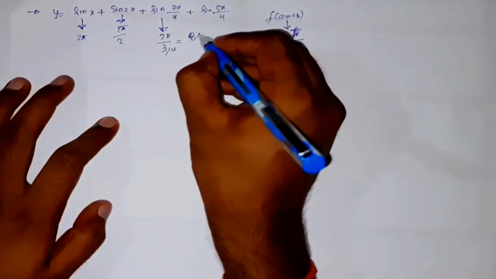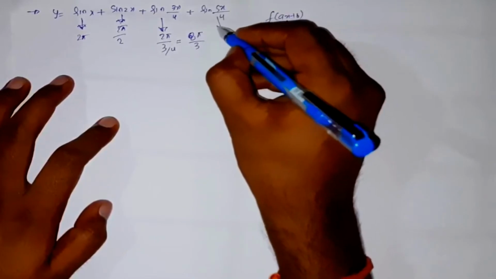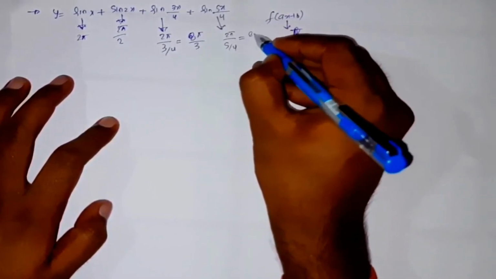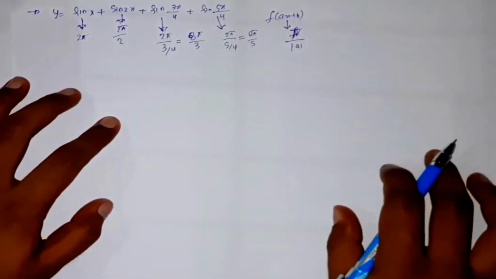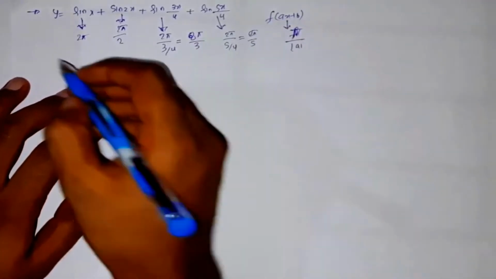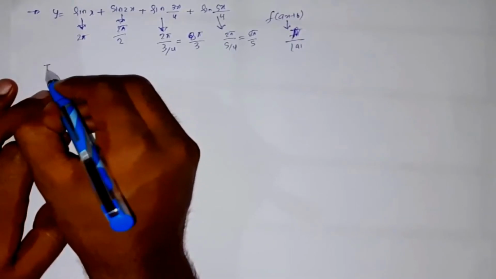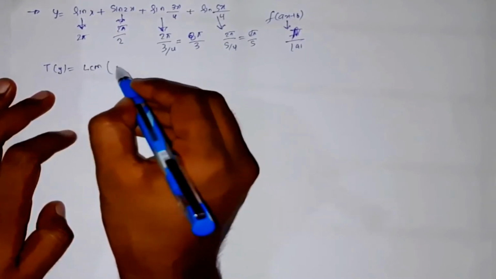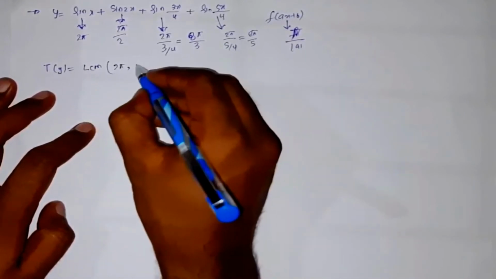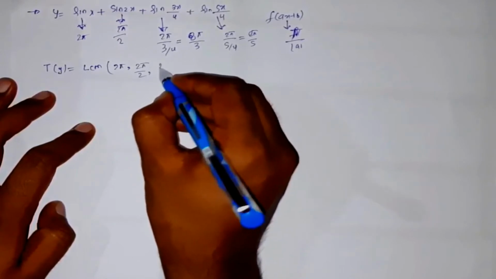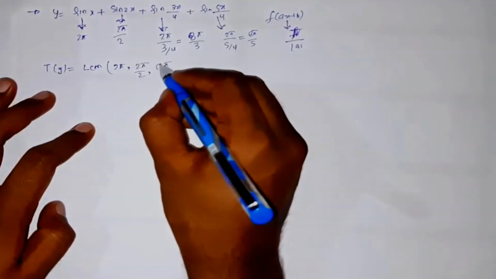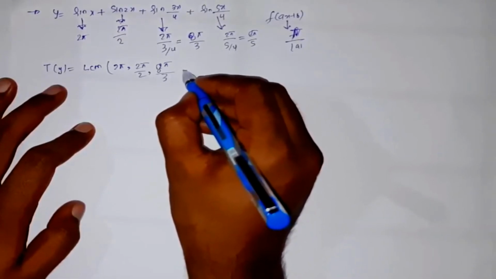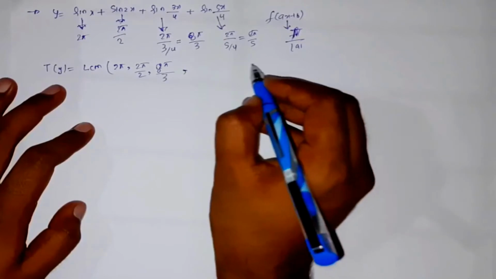Okay, here 2 pi by 5 divided by 4, that means 8 pi divided by 5. Now we need to take the LCM. So T of y will be LCM of 2 pi comma 2 pi by 2 comma 8 pi by 3 comma 8 pi by 3 comma we can say 8 pi by 5.